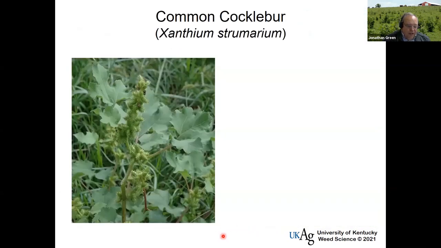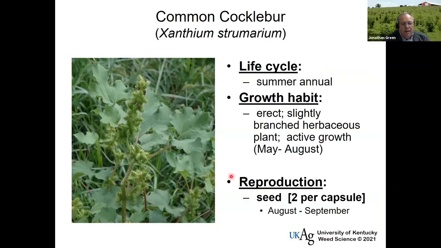Now, moving on to some examples of summer annual weeds. Here's common cocklebur. Common cocklebur is, again, a summer annual. It starts to germinate maybe in late April, but usually in May. And then active vegetative growth is May, June, July. And then it starts reproducing in August.